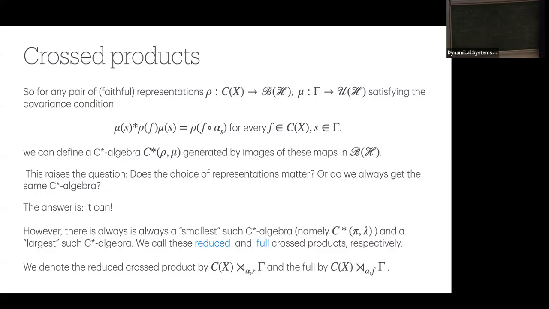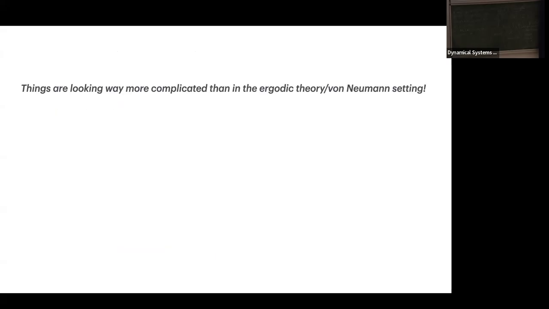Right, so these are the ones that you normally see studied. Of course, in particular, the reduced group C-star algebra, cross-product C-star algebra. But it's also an interesting question to see what other guys there might be in between these two, or whether these are the only two. So we're already seeing that this is seeming much more complicated than our quick look at ergodic theory and von Neumann algebras.